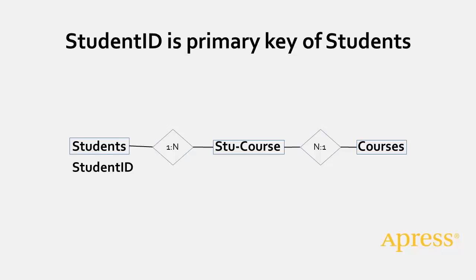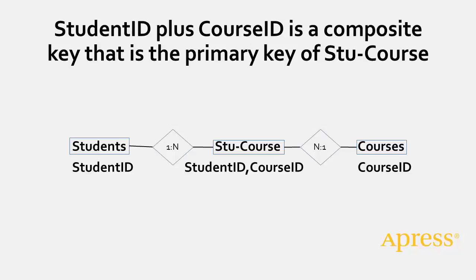Assuming student ID is the primary key of the student table, and course ID is the primary key of the course table, the Stu Course table would have only two attributes: the student ID of the students taking courses and the course ID of the courses the students are taking. In Stu Course, student ID and course ID are foreign keys, and together they make up the primary key of Stu Course. There would be a record in Stu Course for every course that a particular student is taking. There would also be a record in Stu Course for every student that is taking a particular course.